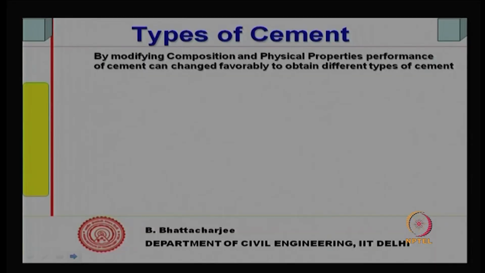So, when we discuss types of cement, we will discuss this. We will discuss this from this slide onwards in the next class, that by modifying composition, and physical properties, because physical properties means fineness, for example. So, by modifying physical properties and composition of cement, their properties can be changed favorably to obtain various types of cements, and this is what we will discuss in the next class.